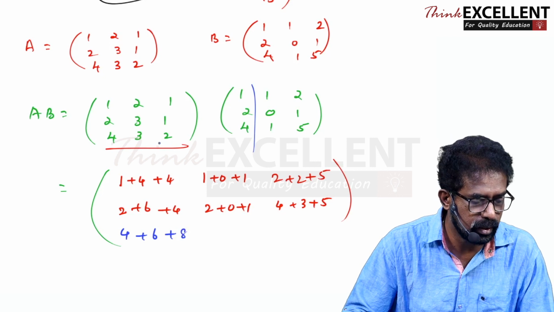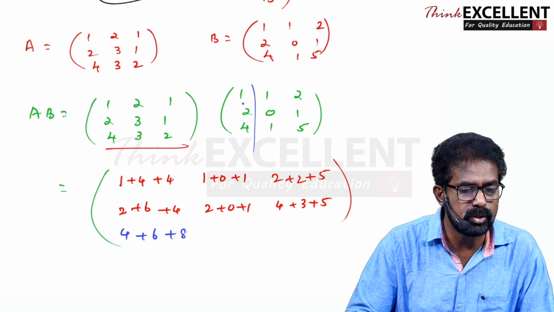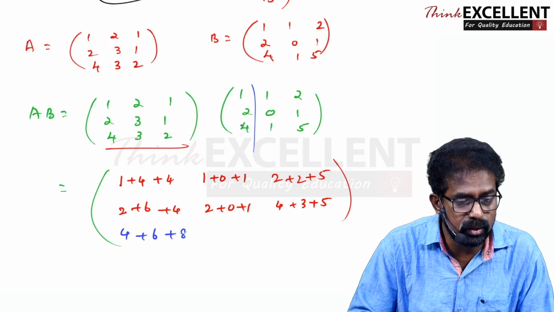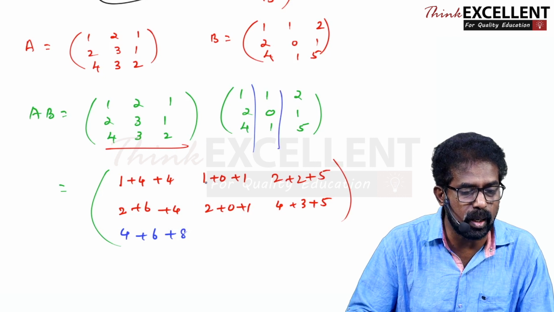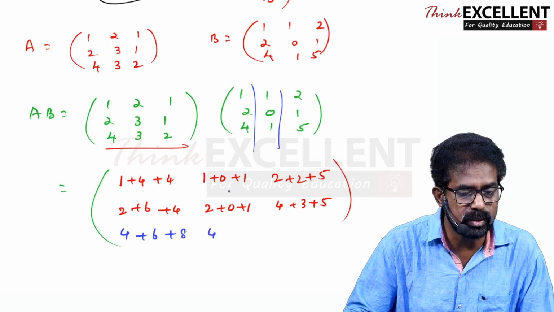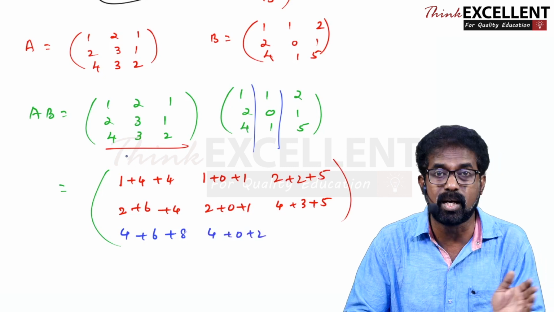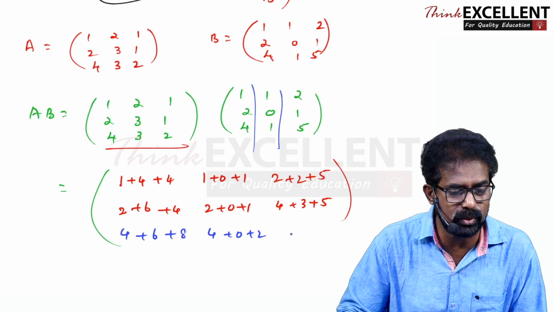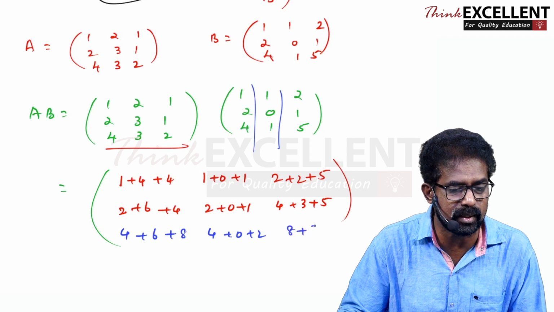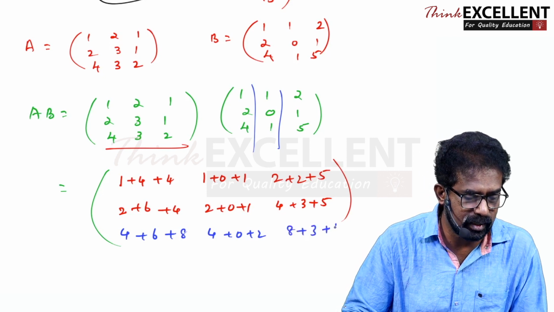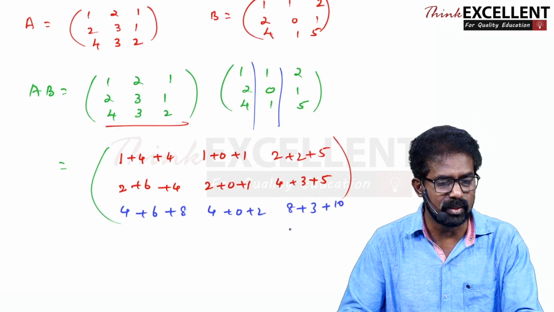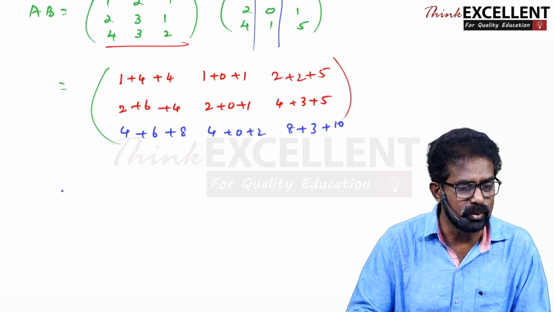Last one, 4 into 1. Now third row, second column. 4 into 1, 4, 3 into 0, 0, 2 into 1, 2. And the last one, third row, third column. 4 2s are 8, 3 1s are 3, 2 5s are 10, right? So now just addition, you do it very carefully.